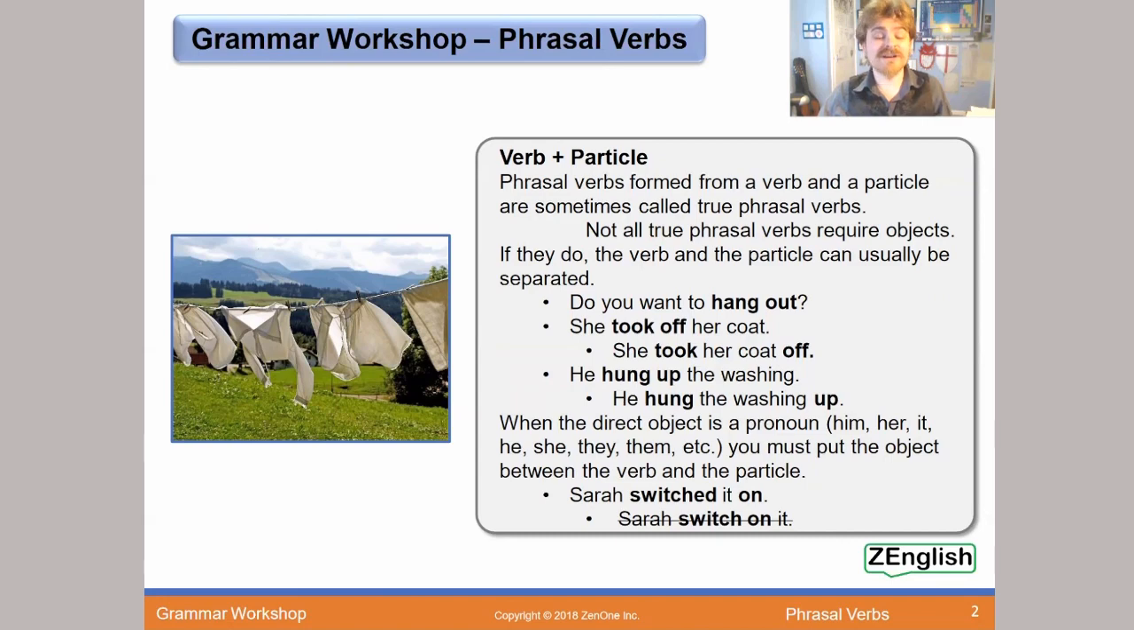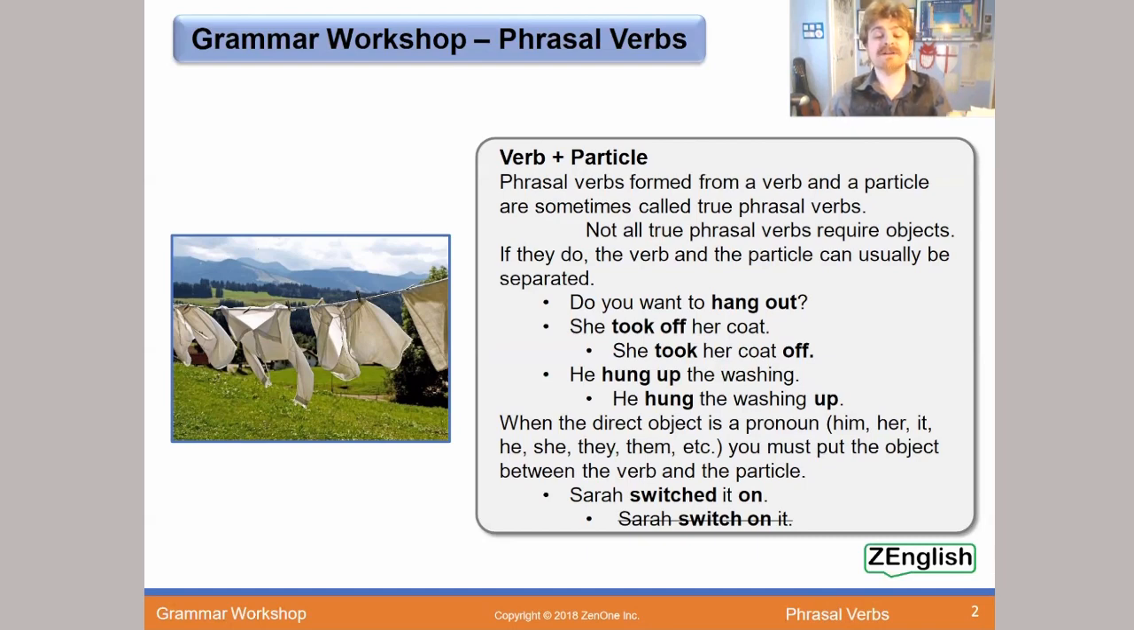Just like this, it's very common with these to put the object after if it's long. Usually if it's a really long object, we put it afterwards. If it's a short object, it sounds better to put it between. So when the direct object is a pronoun such as him, her, it, she, they, or them, or one of the others, you must put the object between the verb and the particle.